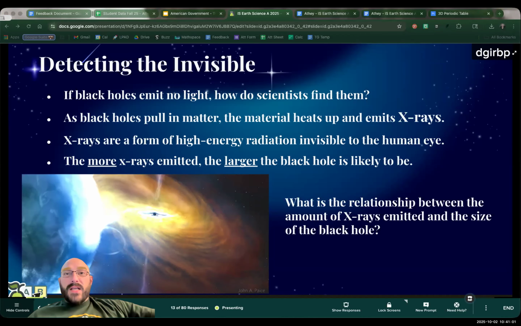Yeah. The more X-rays, the bigger the black hole. That means it's pulling more stuff in faster, which means on the outside, as stuff is getting pulled closer, X-rays are getting spit out everywhere. Okay. And we also see the gravitational effect, right? The Milky Way, the Andromeda, all the galaxies we know of that we can see seem to be orbiting a black hole, right? The gravitational pull of the black hole is what's holding it all together.